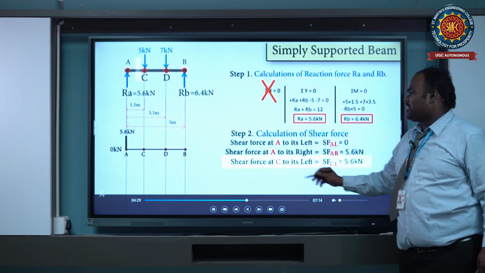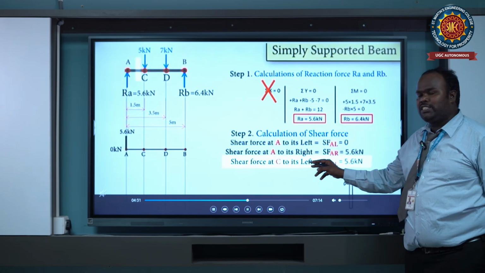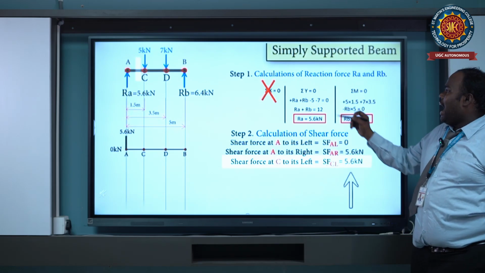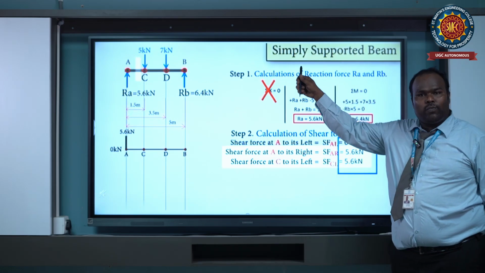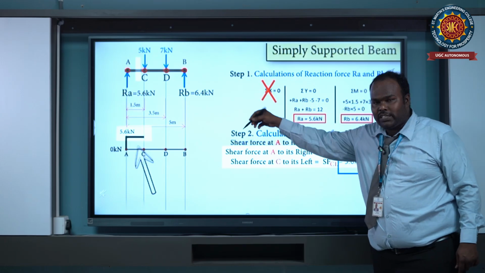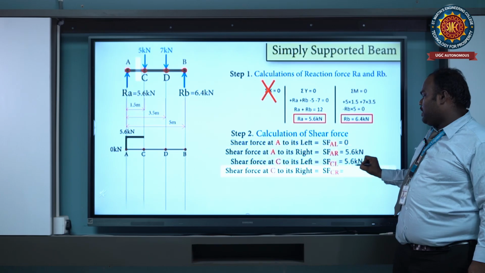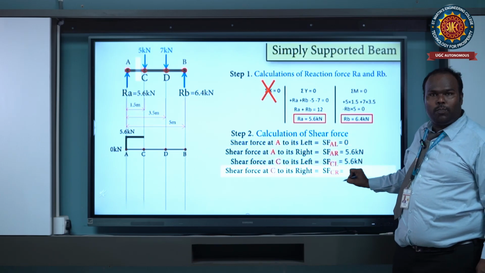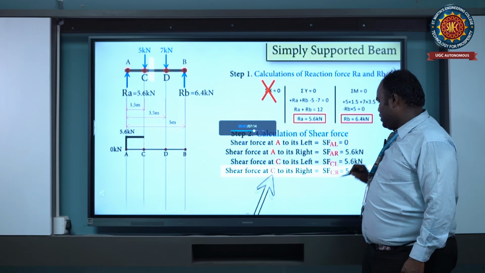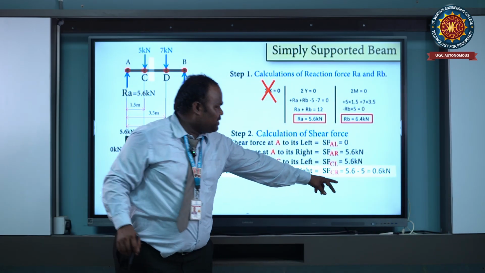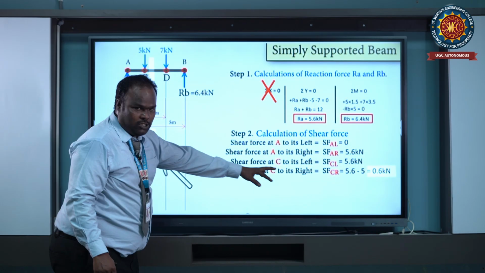Okay. Next one, shear force at point C. To its right side, acting at point C is the load of 5 kilonewton in the downward direction. Then it will be subtracted from the 5.6. We get minus 0.6 kilonewton here, so it is plus 0.6.